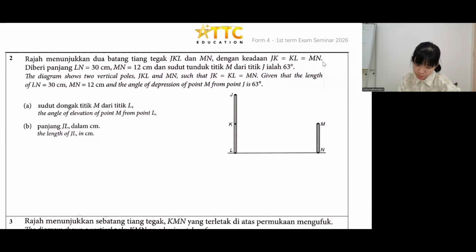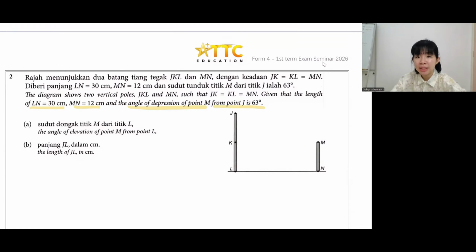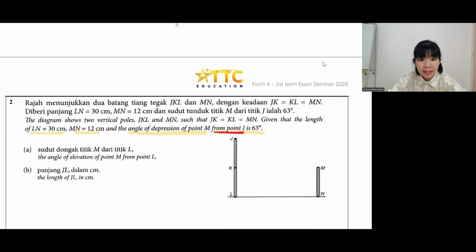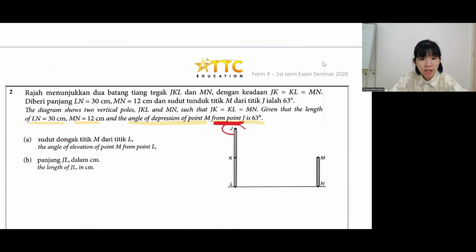Okay, number 2. JK, KL, MN are all the same length. This question is about angle of depression. Given that the length of LN is 30, MN is 12, the angle of depression of point M from point J is 63. How do we label the angle? Angle of depression means the angle looks down, while angle of elevation means the angle looks up. Always check from where. It says from J, so you find J. J is here.